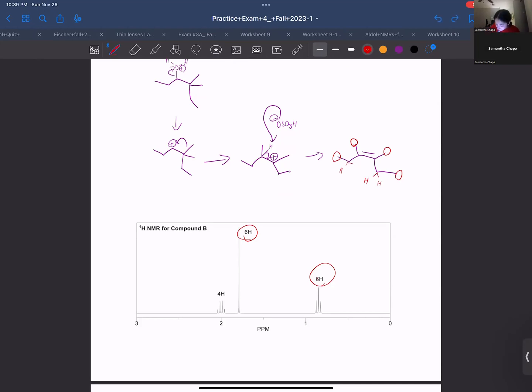So let me really quickly, because I know you guys like the highlighting stuff, let me try to highlight it.